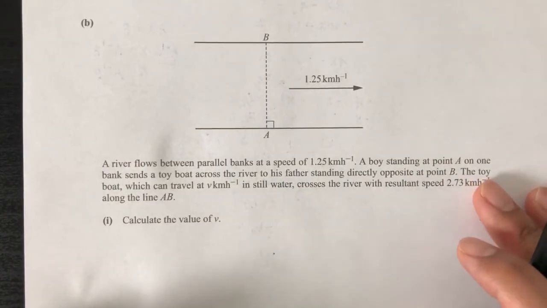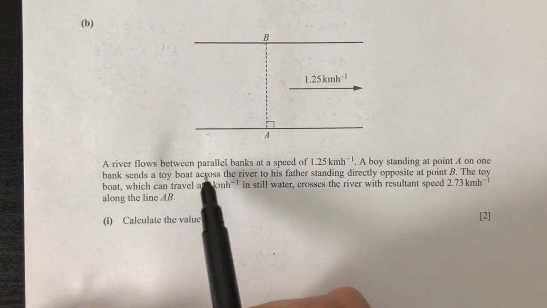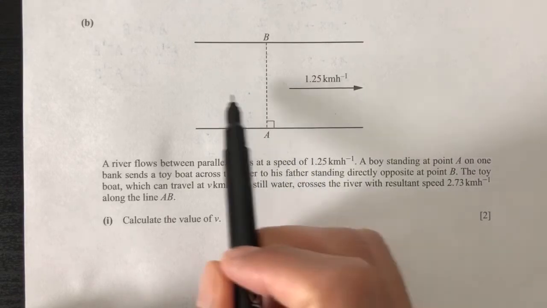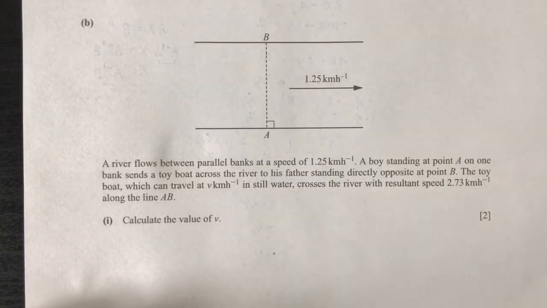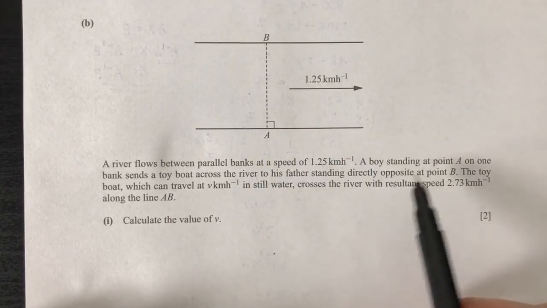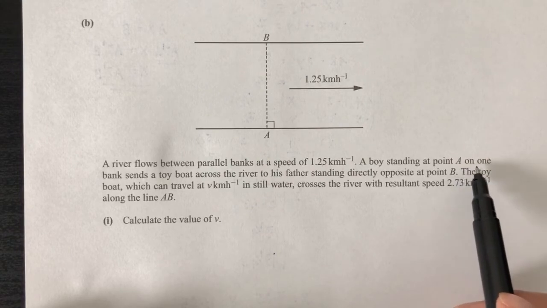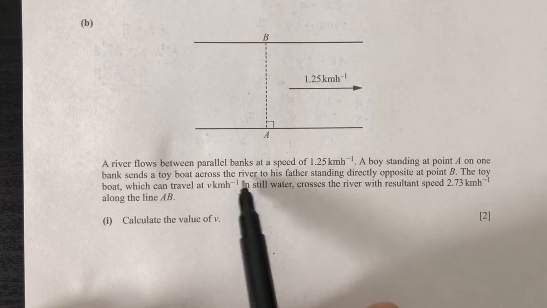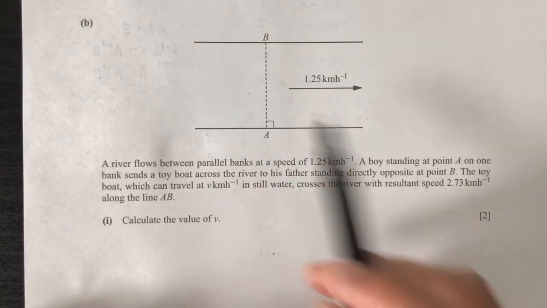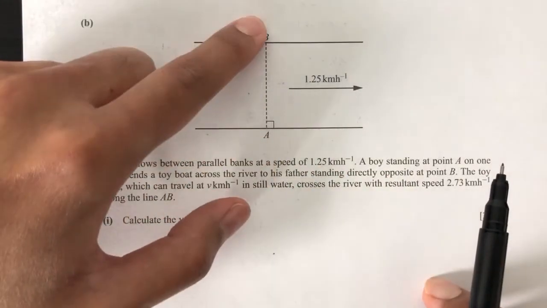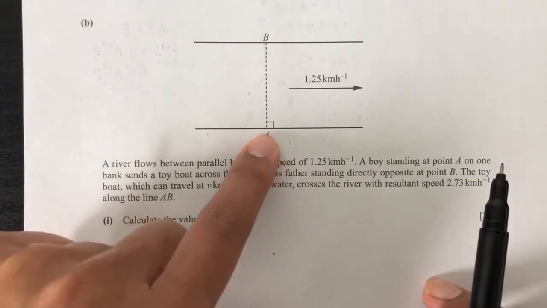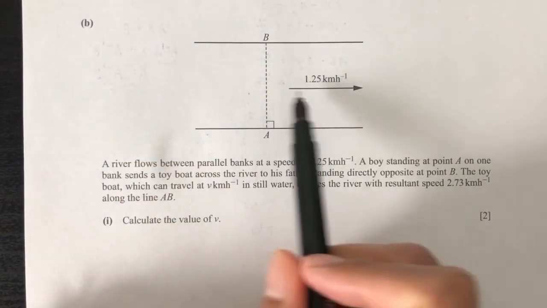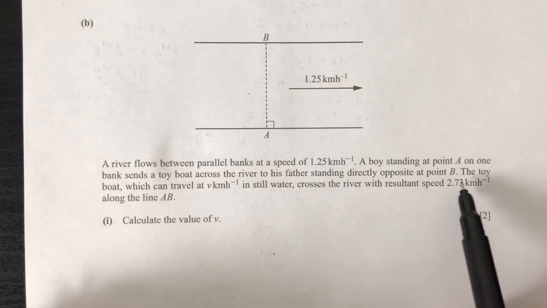So now for part B: a river flows between parallel banks at the speed of 1.25 km per hour. A boy standing at point A, on one bank, sends a toy boat across the river to his father standing at point B. So the boy is here and the father is here, and the boy is sending a toy boat to his father. But the river flows at this speed. Now, what do we have?